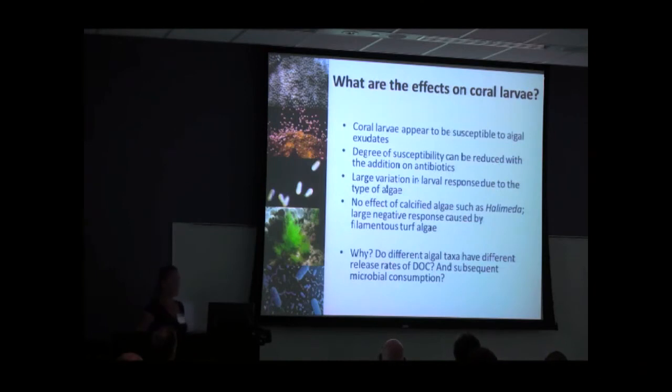So we've seen that coral larvae can also be susceptible, and again, there seems to be some species specificity, with things like Halimeda having little to no effect, and other algae, like this consortium of mixed turf algae, having significantly large effects. So despite the fact that we've published a few papers on this, several of our colleagues still, and arguably so, didn't believe that algae actually released DOC.